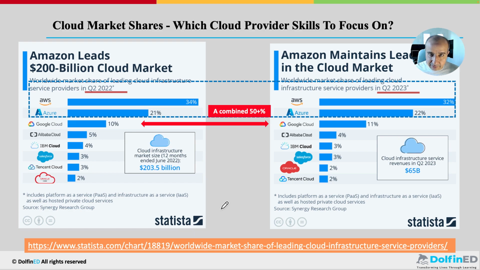And which cloud providers should you invest in knowing and learning? These are the big three. AWS has the highest market share. This is in Q2 2022. This is in Q2 2023. So in 1 year, the market share of AWS has declined. There is a 2% loss, and you'll find that 1% was lost to Microsoft and 1% to Google.